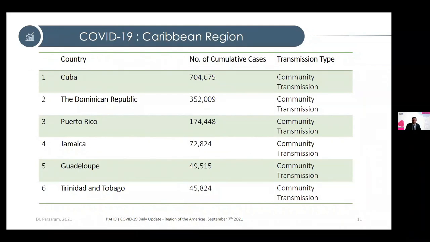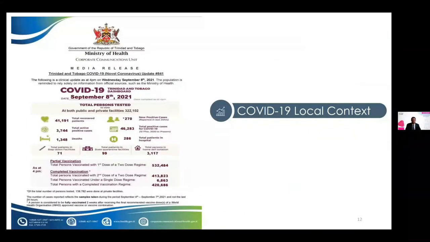In terms of the Caribbean region, which is a sub-region of WHO, a region of the Pan-American Health Organization, Trinidad and Tobago is shown at the bottom with community transmission, 45,824 cases. I'm familiar with this format. This is our daily clinical update that shows the number of cases. It's just to give an idea of what our country looks like at a snapshot. It tells you the number of cases, number of hospitalizations, where people are at in different parts of the parallel system. And it also began a few months ago giving us updates in terms of our vaccination status.